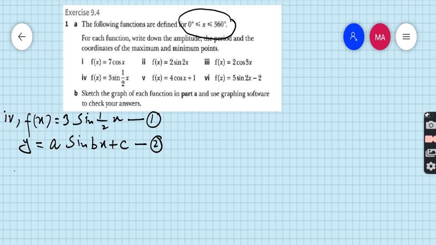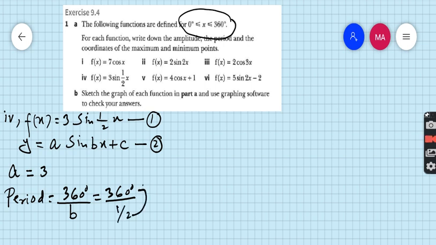So if you compare both the equations, you will get an amplitude is 3 and the period formula is 360 degree upon b. What is b? The coefficient of x in the given equation. Here the coefficient is 1 upon 2. This 2 should multiply by 360 degree. Therefore, the period P is 720 degree. The next is to find the maximum and minimum points.